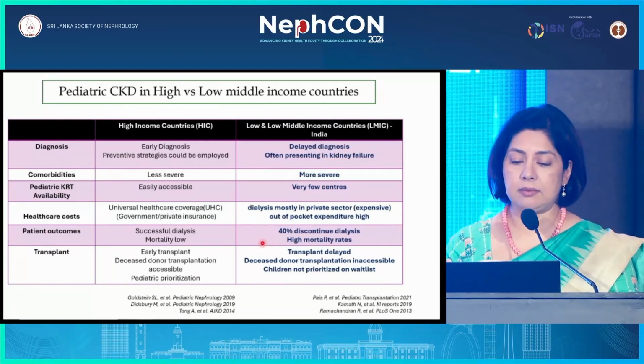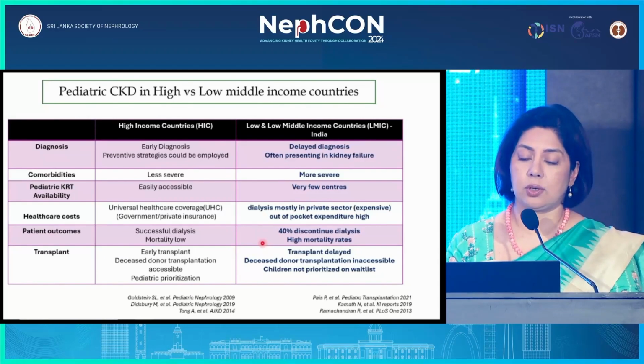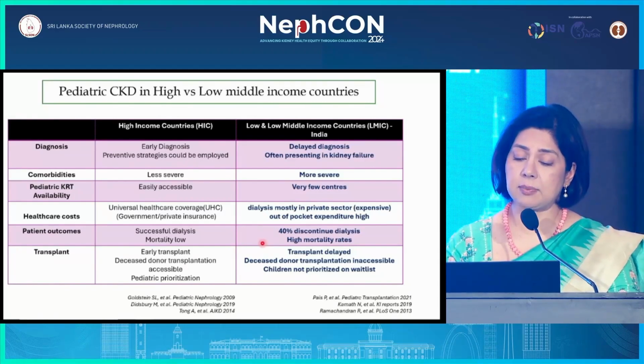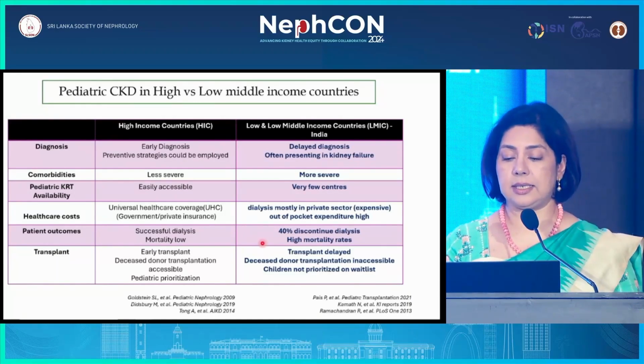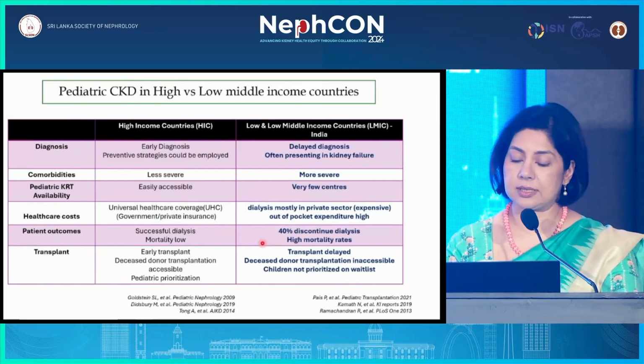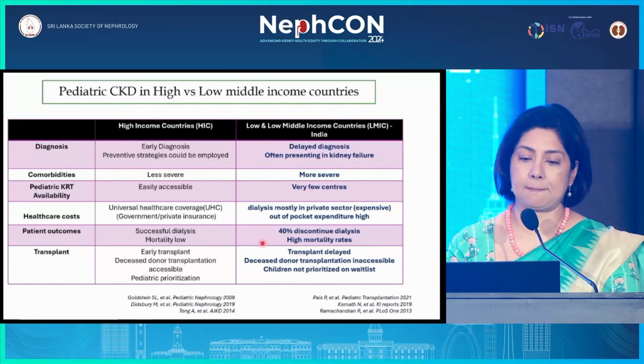And in our study, we had 40% of patients discontinue treatment and had high mortality rates despite having a pediatric dialysis center in the geographic vicinity. Transplant in our dialysis patients is frequently delayed. Deceased donor transplantation is inaccessible to many patients in low resource settings. And certainly in our state, children are not prioritized on the transplant wait list. So we have patients with 6, 7, 8 years of dialysis.